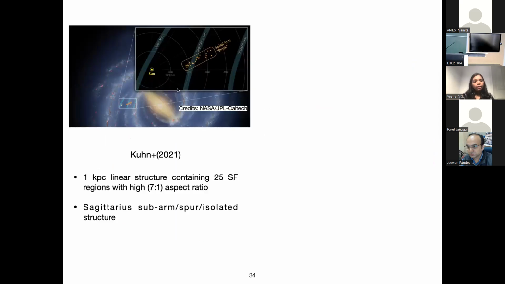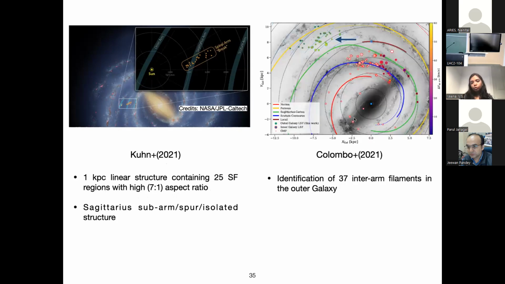Recently, there have been several reports of such structures which are perpendicular to the spiral arms. For example, Kuhn et al. identified a 1 kiloparsec linear structure with a 7:1 aspect ratio, using Gaia data. They concluded this could be either a sub-branch of the Sagittarius arm or an isolated structure. Colombo et al. 2021 studied some of the giant filaments in the outer galaxy, because most studies focus on the inner galaxy. They saw several inter-arm giant filaments.